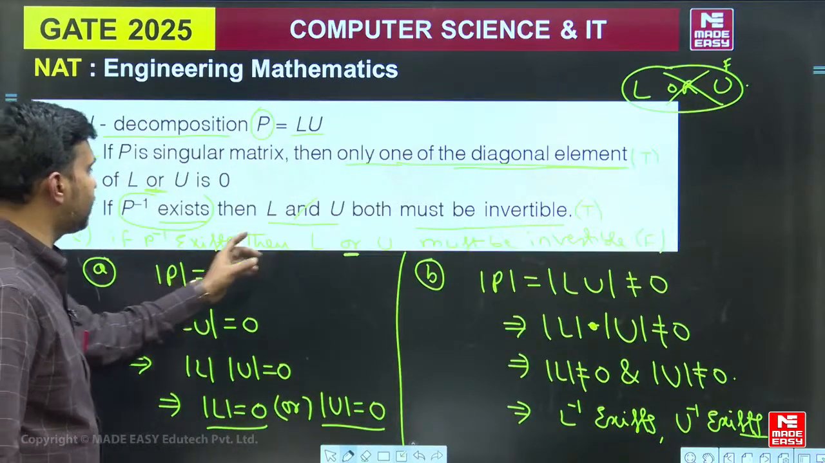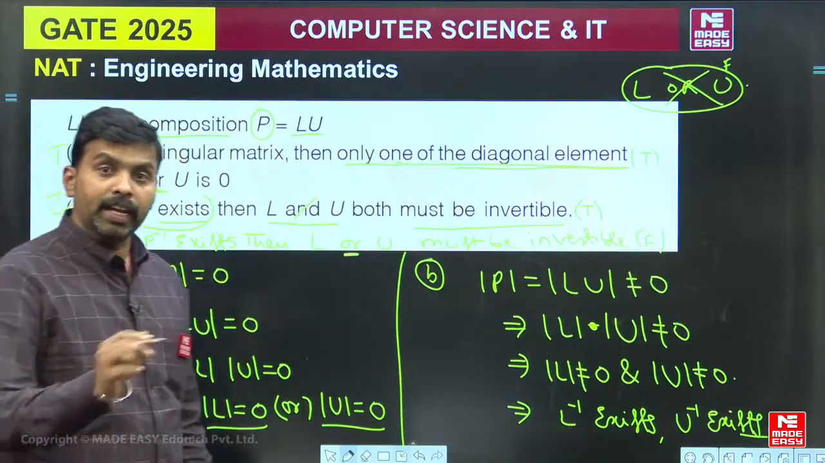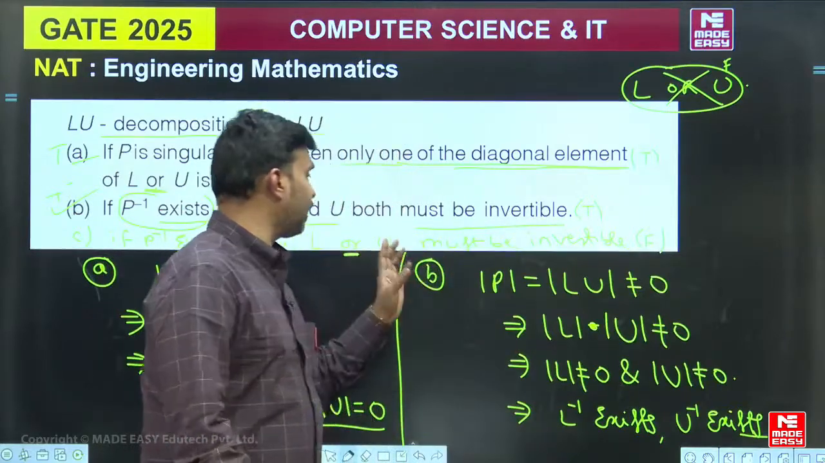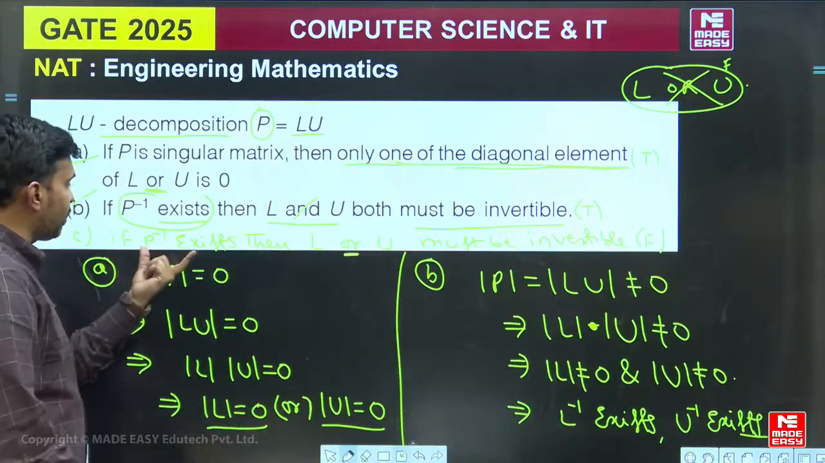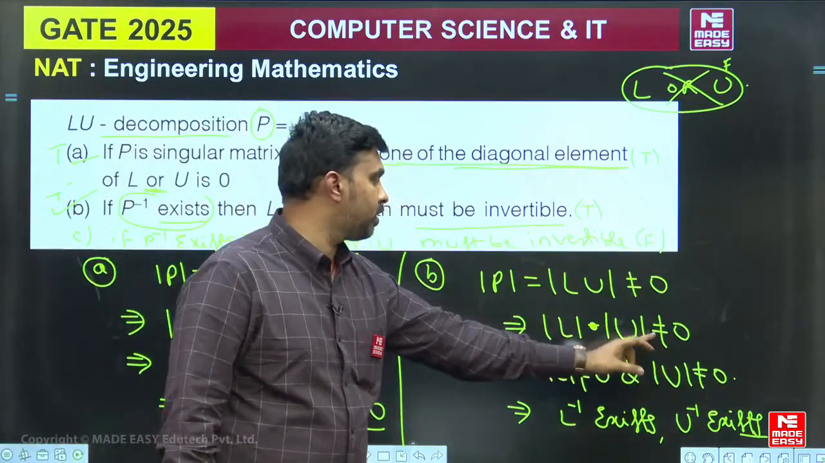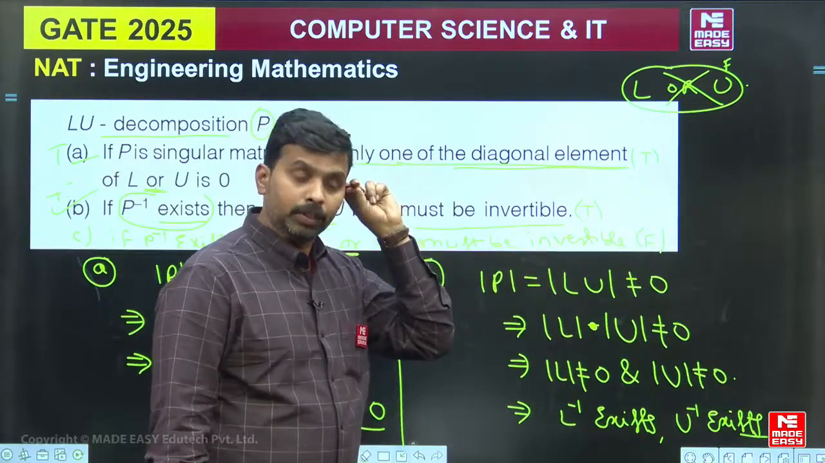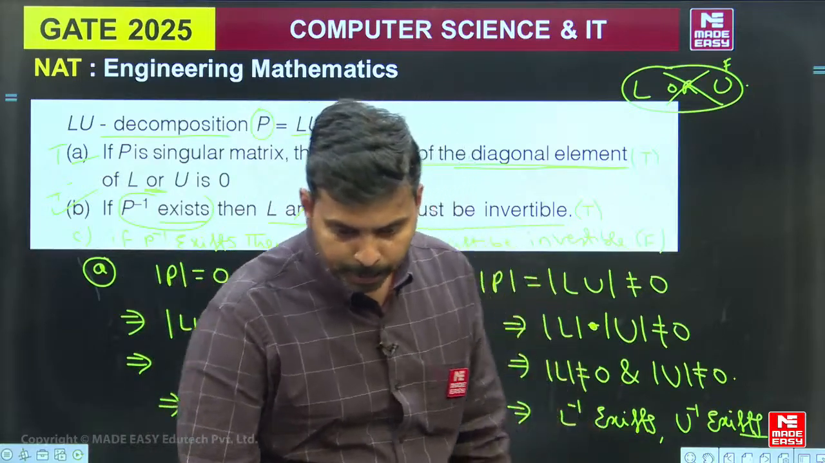If P inverse exists, then L or U must be invertible, he said. Either L is invertible or U is invertible. It is wrong to say this, because if L is invertible, it means that when this P inverse exists, definitely this should not be equal to 0. So if I say L or U must be invertible, there is some kind of framing there. So let us see this one.